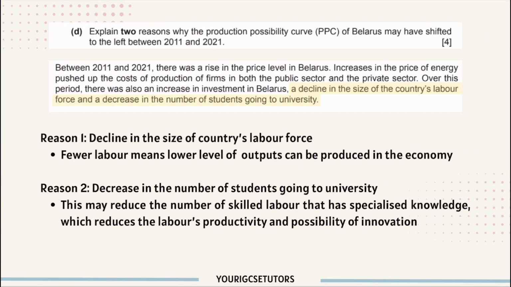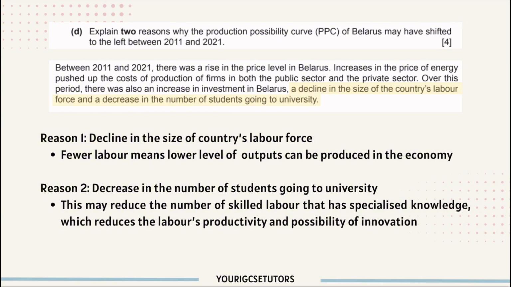Question D. Explain two reasons why the production possibility curve, PPC, of Belarus may have shifted to the left between 2011 and 2021. So when you see PPC shift to the left, this means that there has been a reduction in resources, a reduction in productivity. So try to look for the data that shows this. So you can see the yellow highlighted part. So these are the answers we are looking for. So first, you just state the two reasons here, and then you give an explanation.